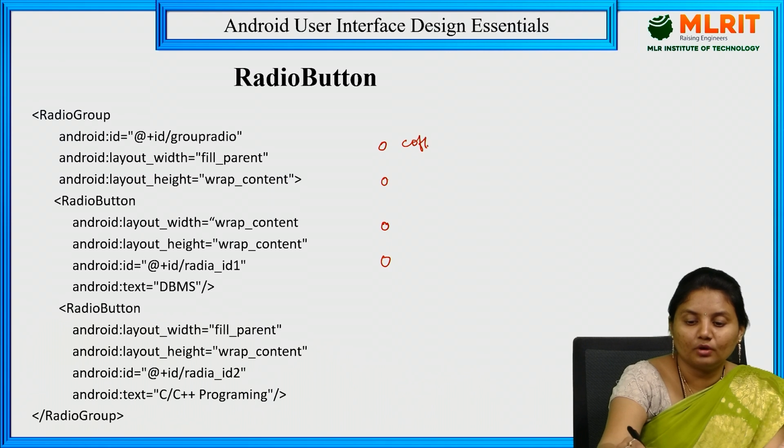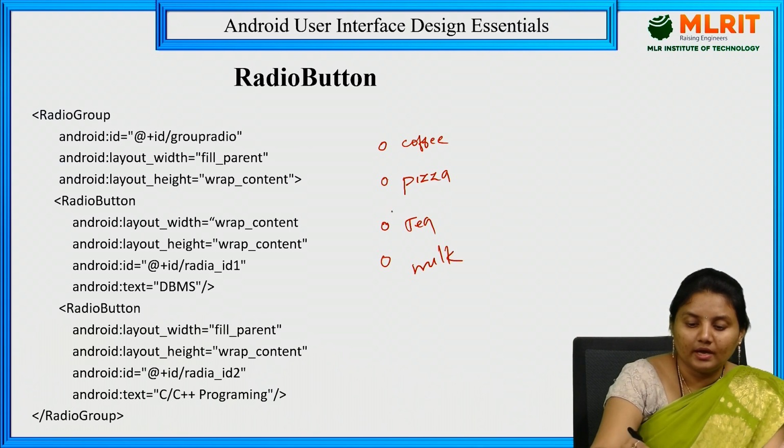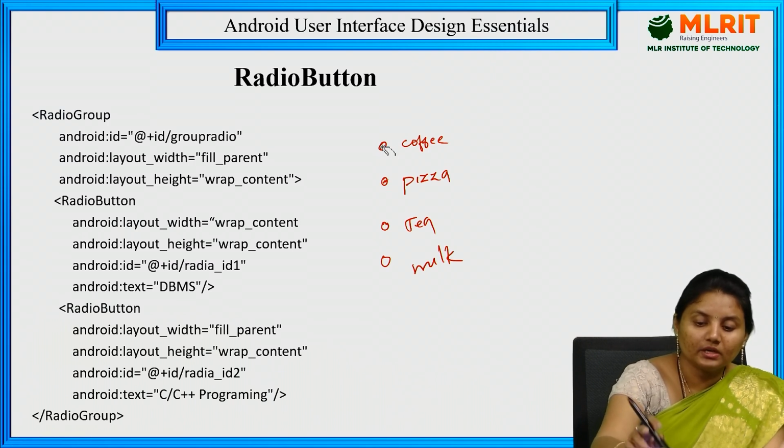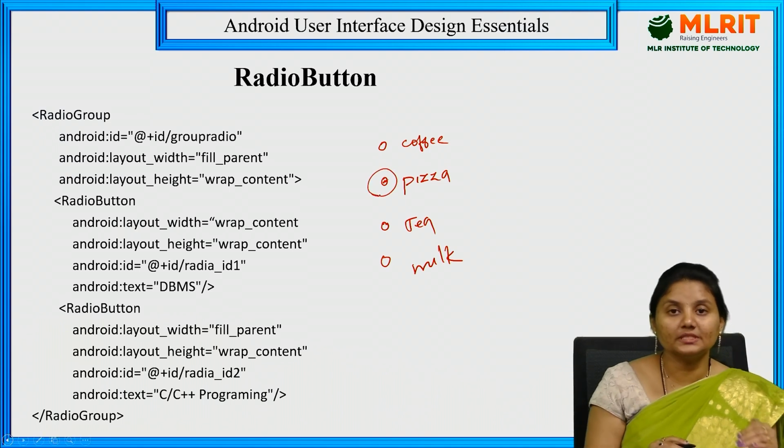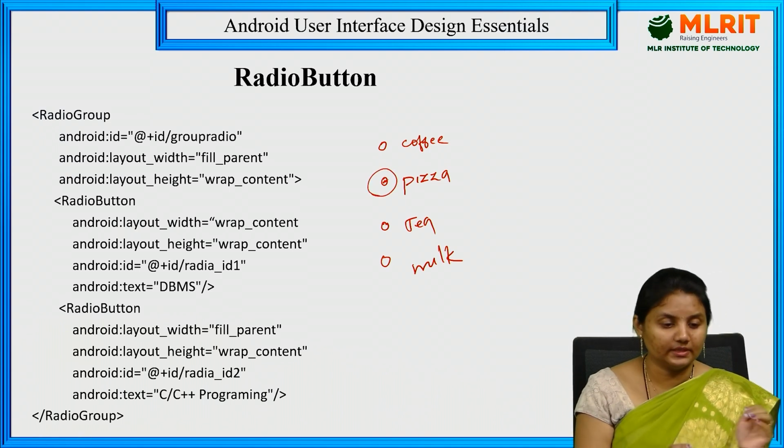Suppose you have coffee, pizza, tea, milk. I am selecting something like coffee. Now how many values are you enabling? Only one value. Suppose you select pizza, then automatically your coffee will get disabled, because you have enabled this. So this is the difference between the checkbox and the radio button.